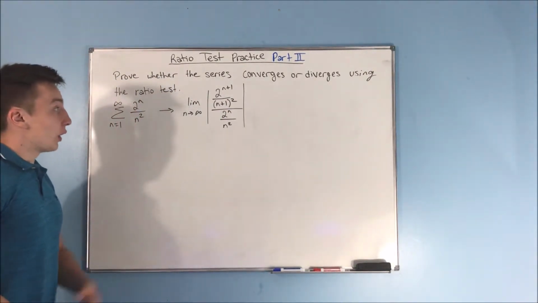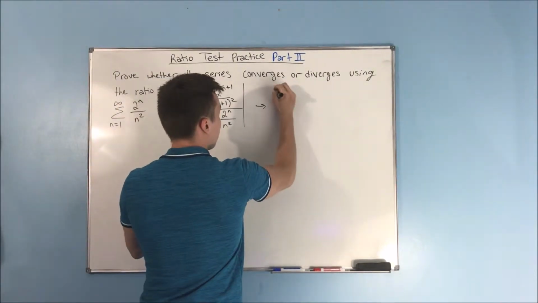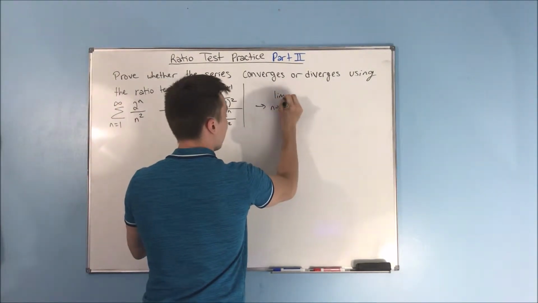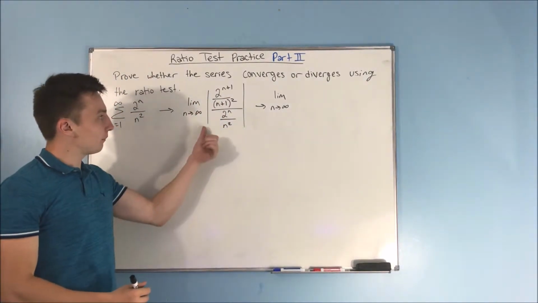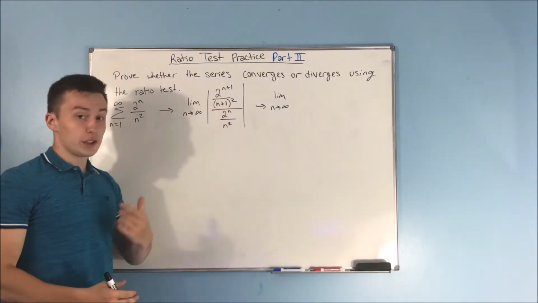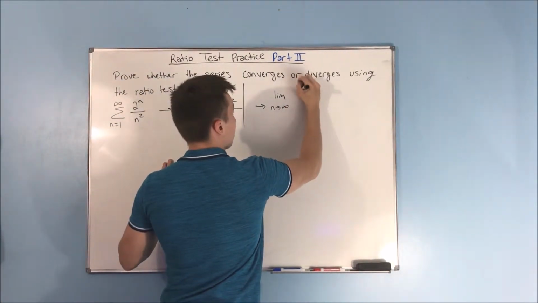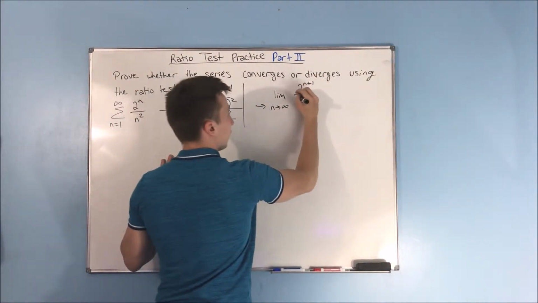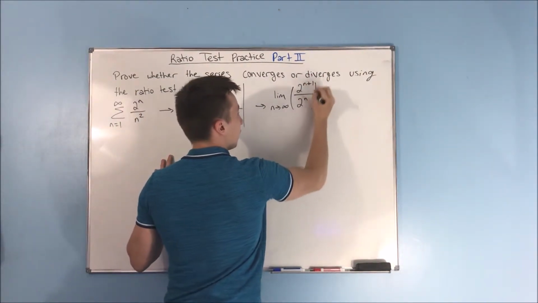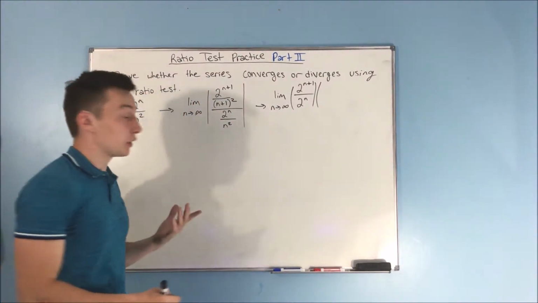Alright, now we can flip this denominator up into the numerator to get the limit as n approaches infinity of, and do we actually need that absolute value anymore? Well, all these terms are positive, so we really don't need that. We end up with 2 to the n plus 1 over 2 to the n, times n squared over n plus 1 squared.